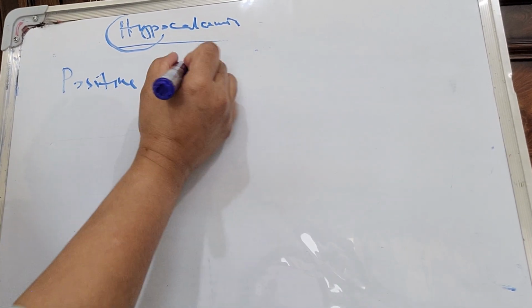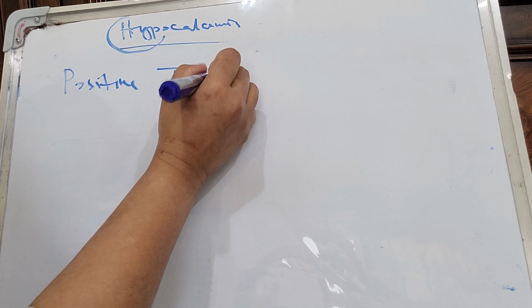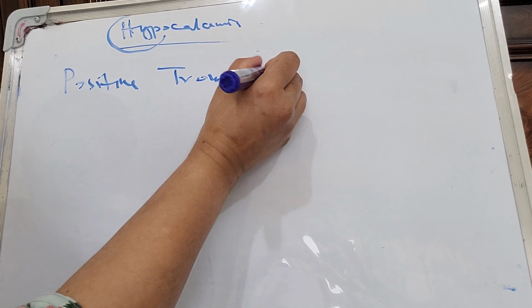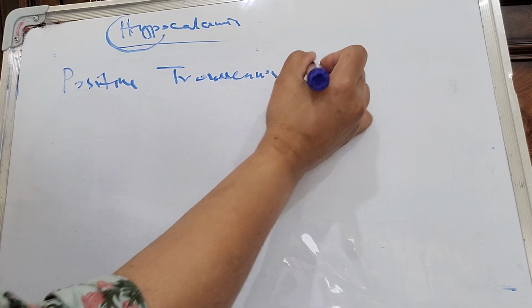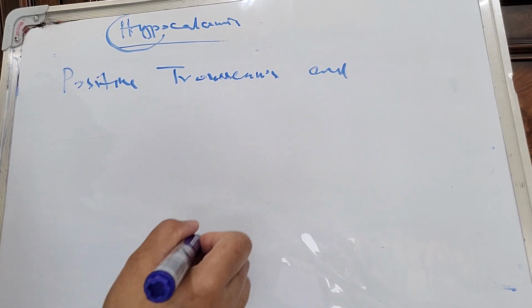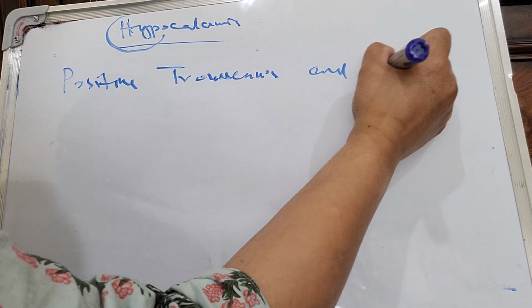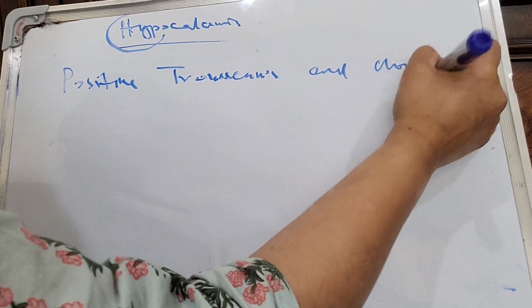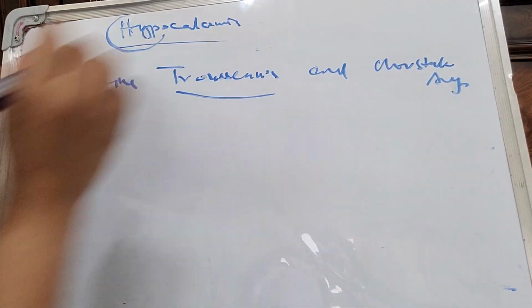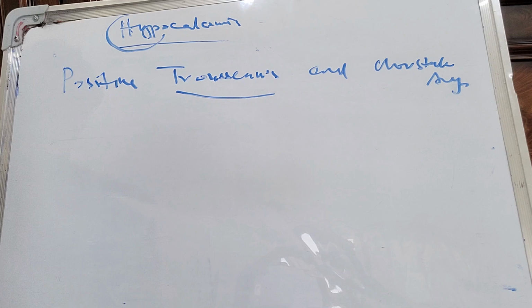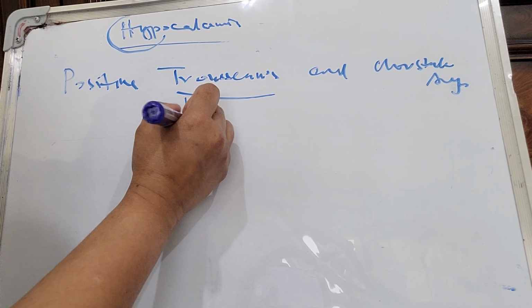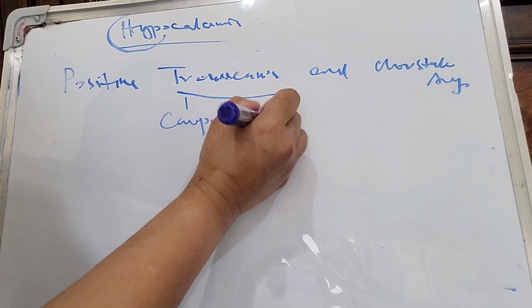and Chvostek's sign. So what is Trousseau's and Chvostek's sign? The Trousseau sign is a carpal spasm.